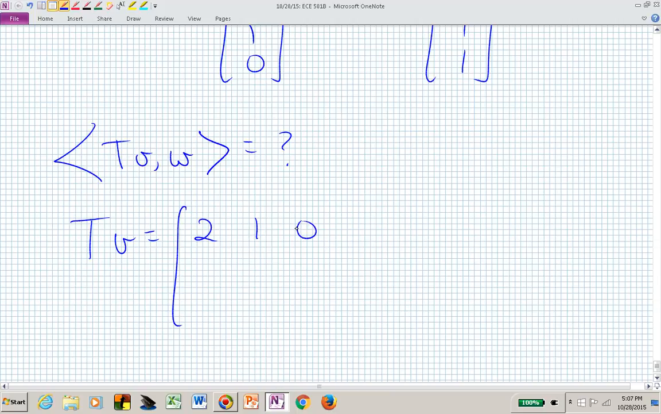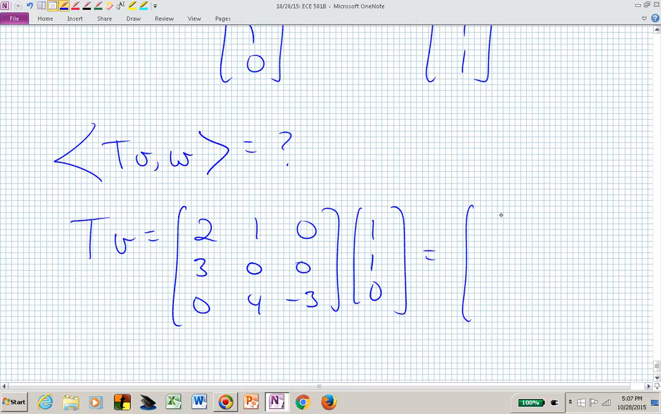T was 2, 1, 0, 3, 0, 0, and 0, 4, minus 3. And V was 1, 1, 0. Do you remember how we can quickly multiply these? What am I doing? I'm just adding the first two columns together, so that now I have 3, 3, 4.